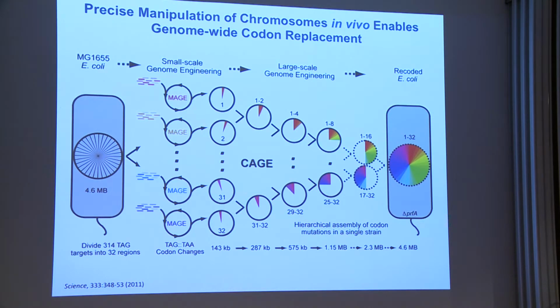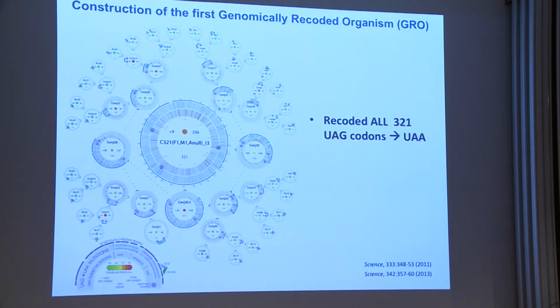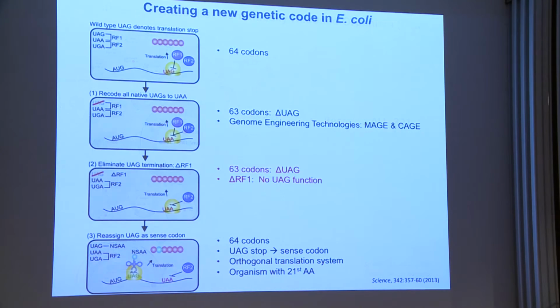Once we confirmed that all those changes were achievable, we developed this conjugative assembly genome engineering technology that allowed us to hierarchically assemble the recoded regions across all 32 of these strains, through 5 steps, into the chimeric genome that contained the full complement of the recoded genome. And ultimately, we were able to recode all 321 codons from UAG to UAA. That led to the really important question: could we eliminate wild-type UAG function?